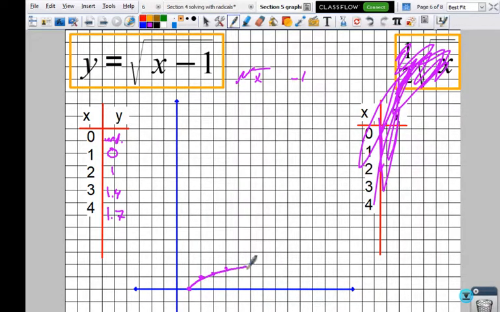Alright. How is this one different from the original? It's over 2. It moved right 1.